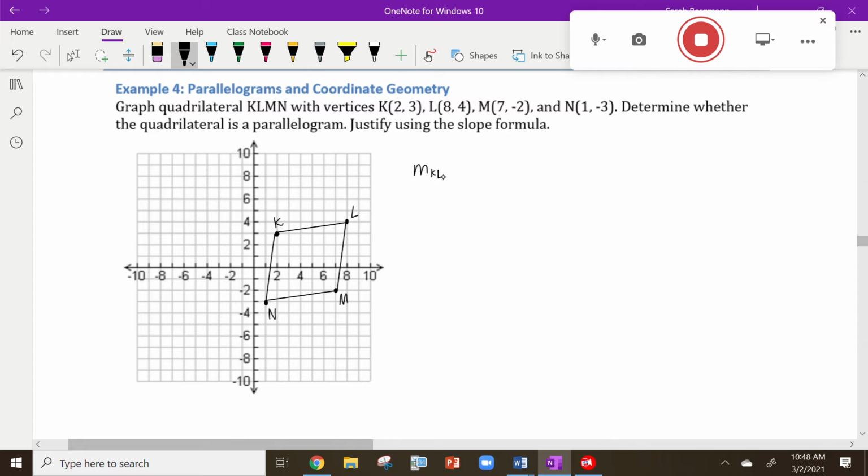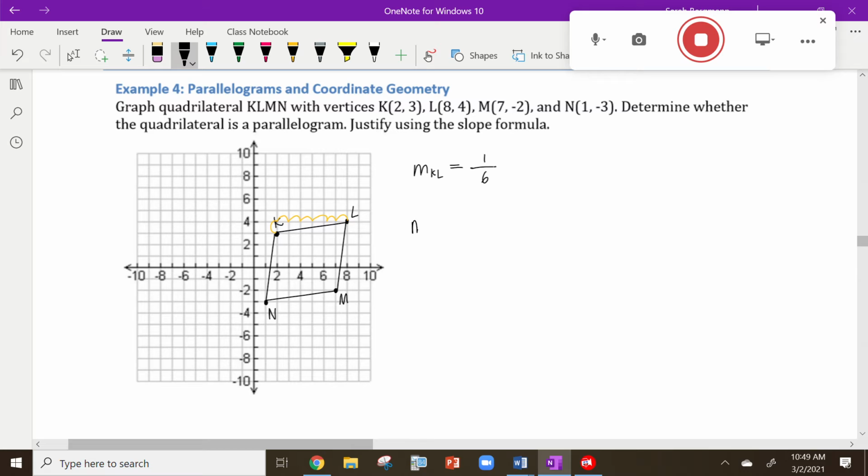So we can start with KL. In order to find slope, we know the formula, but if we have it on a graph, we can also use rise over run. We go up 1 unit over 1, 2, 3, 4, 5, 6 units. So the slope of this is up 1 over 6.